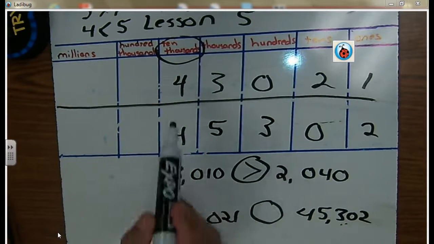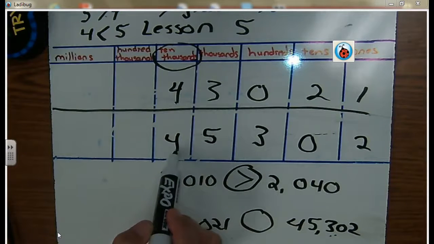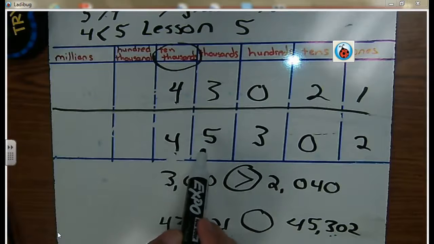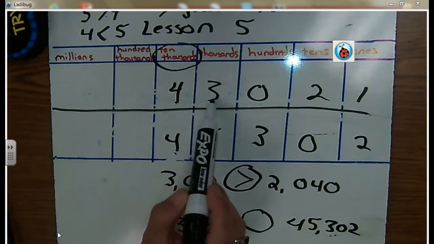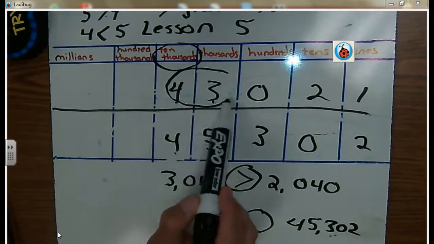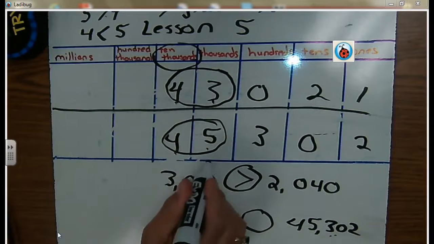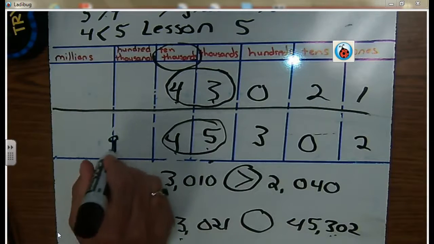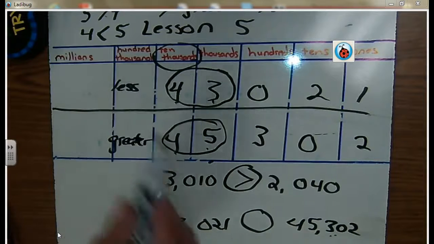Right. So this is worth how much? What's the value of this 4? It's 40,000. And what's the value of this 4? 40,000. But these numbers are not equal. The value of this is what? 3,000. And the value of this is 3,000. So this is 43,000. This is 43,000. So looking at this column, it makes this number the greater number. Or this is the less number.